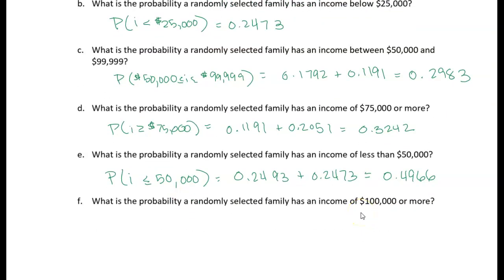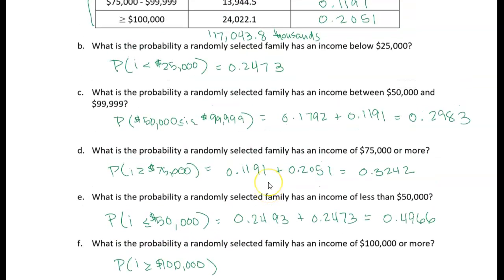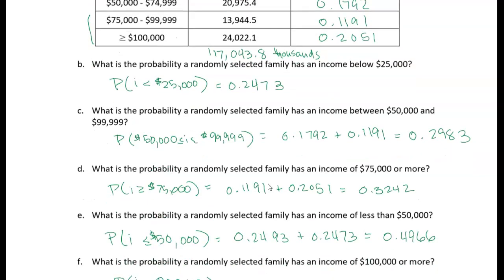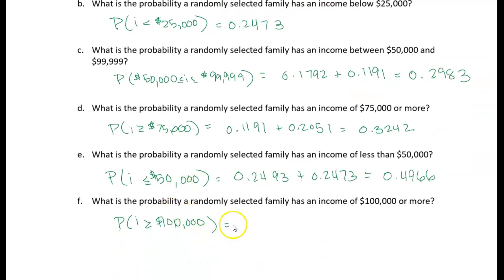All right, last question. Probability that our income is $100,000 or more. So greater than or equal to $100,000. Well, that's just one income category on our table, right? So we could just read that right off of the table. So that is just 0.2051. All right, well, that takes care of all the examples in this lecture, and you can look ahead at the discussion questions, and I'll see you in class.